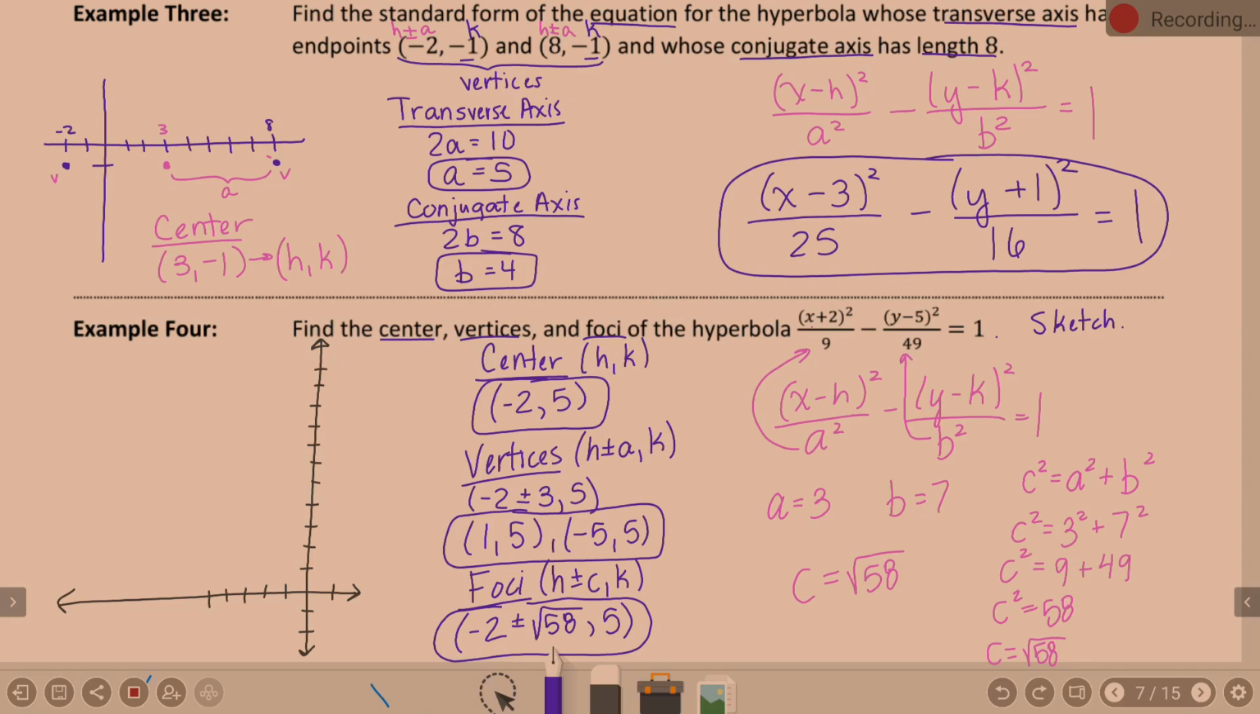I would start by graphing your center. Not that the center is a point that we really are going to, it's not physically part of the graph, but it's our centering point to get us started. And our center was at -2, 5. So my center point there is -2, 5.